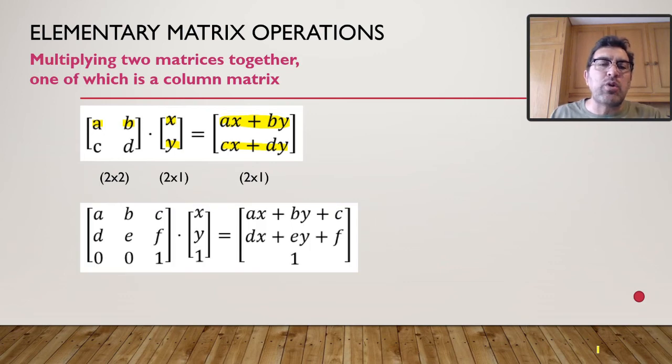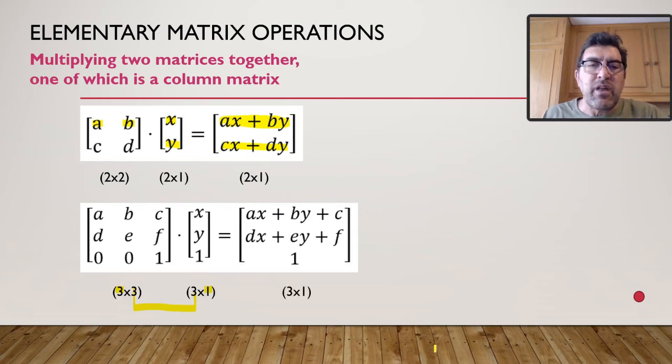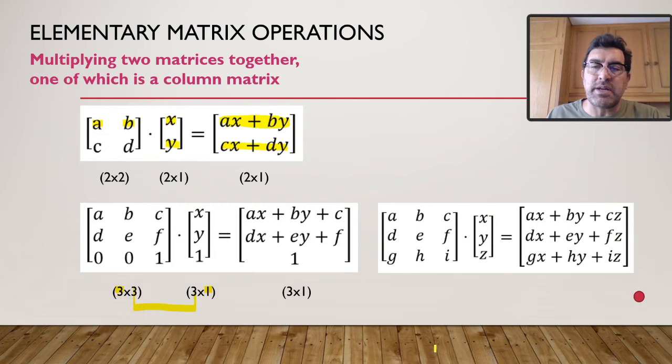Okay, and the same works with the one at the bottom. We have a 3 by 3 matrix multiplied by a 3 by 1 column matrix. So the result is going to be 3 by 1. Remember, this tells us that the product is indeed possible. That tells us the dimensions of the product itself. Okay, so that's how it works for a square matrix multiplied by a column matrix.